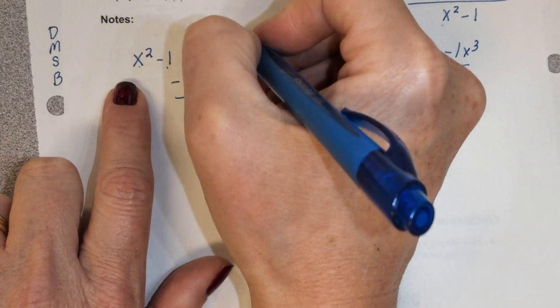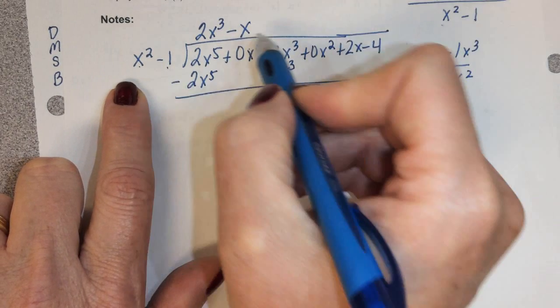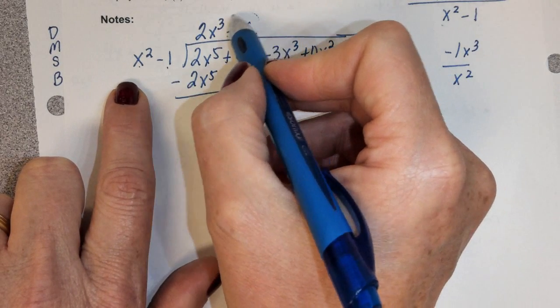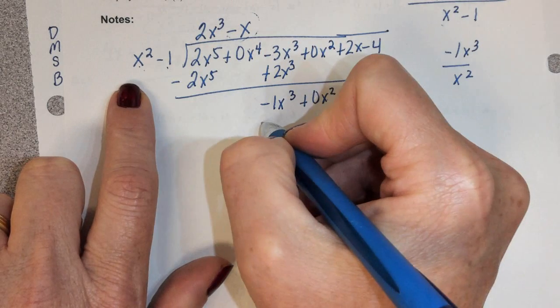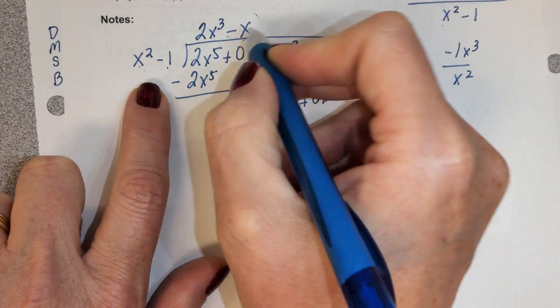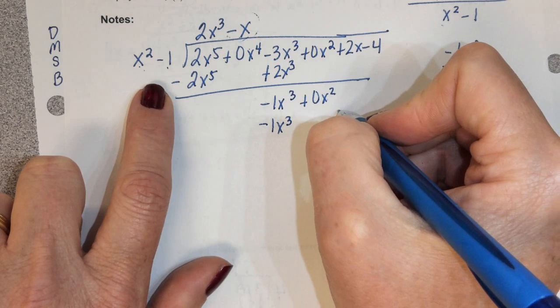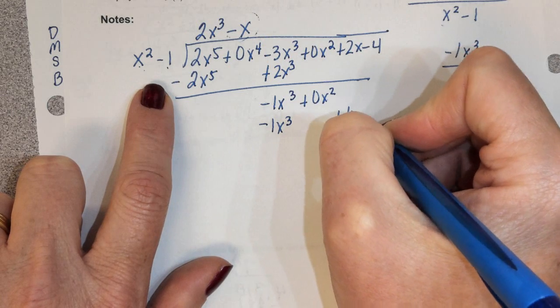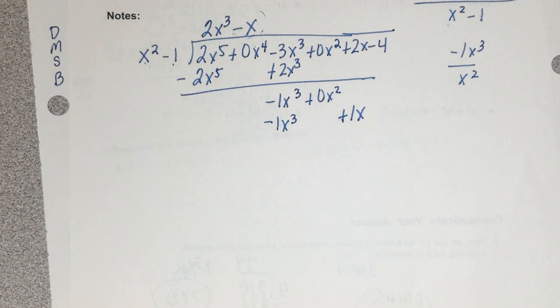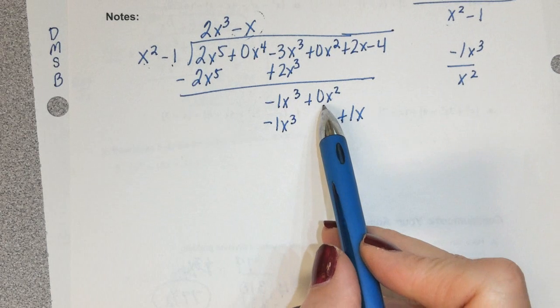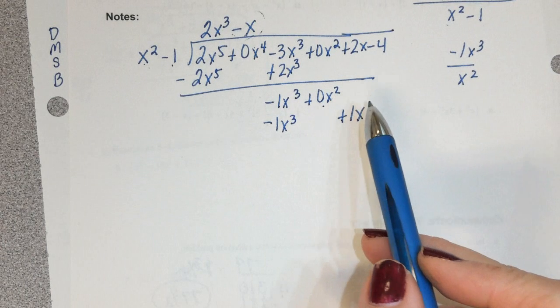Negative x, so I'm going to put a negative x up here. Now I have to multiply. Negative x times x squared is negative x to the 3rd. Negative x times negative 1 is going to be a positive 1x. Now I have to subtract.